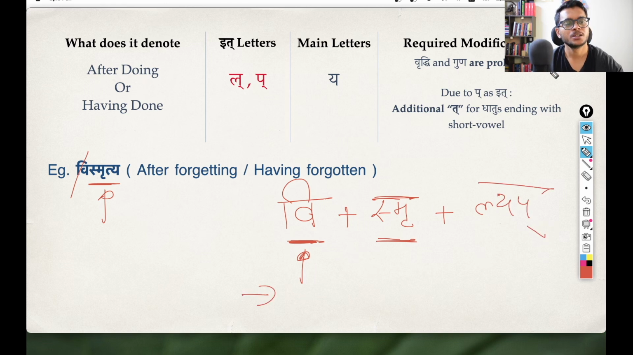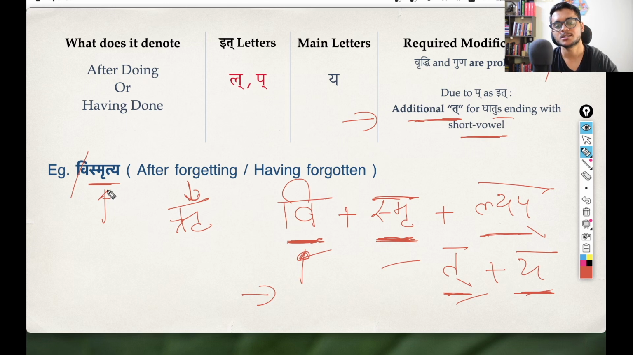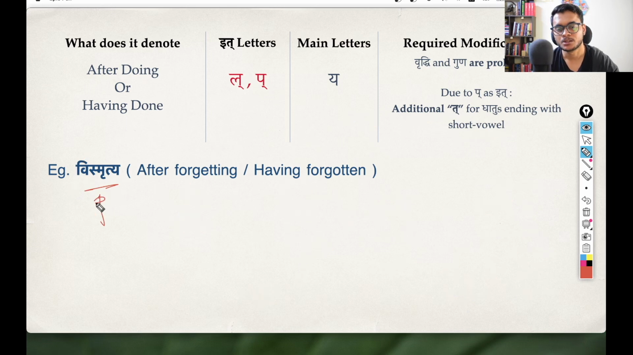Okay, again vriddhi and guna are prohibited, but this rule will apply here because the dhatu is ending with a short vowel, smri. So smri is again ending with this ri swara. So due to this rule, you get an additional ta between the dhatu and the suffix. So what we have is upsarga, dhatu, this additional ta, and ya, the main content of the suffix. We are simply going to combine them together. We get vismritya. This is the pada that we get. Vismritya, after forgetting, having forgotten.